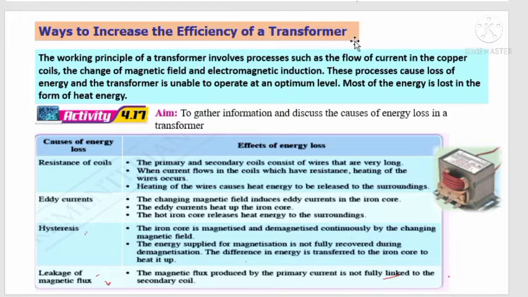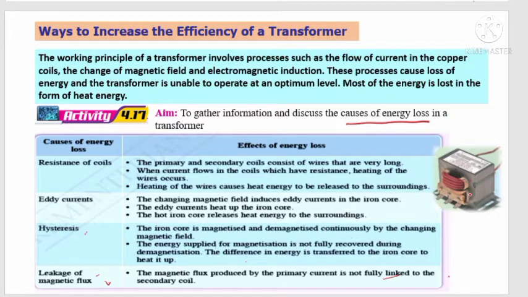Okay, let's look at how to increase the efficiency of a transformer. As we discussed before, a transformer becomes less efficient due to energy loss in the form of heat energy. So how do we increase the efficiency of a transformer? Before that, let's look at the causes of energy loss in a transformer. What causes energy loss in a transformer? First, we have the resistance of the coil.